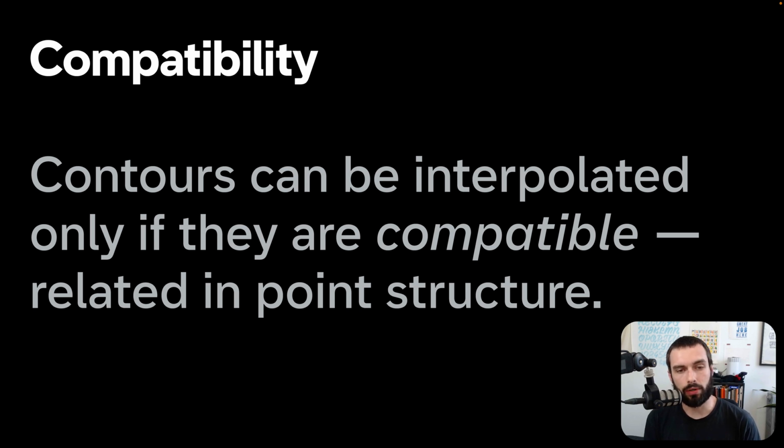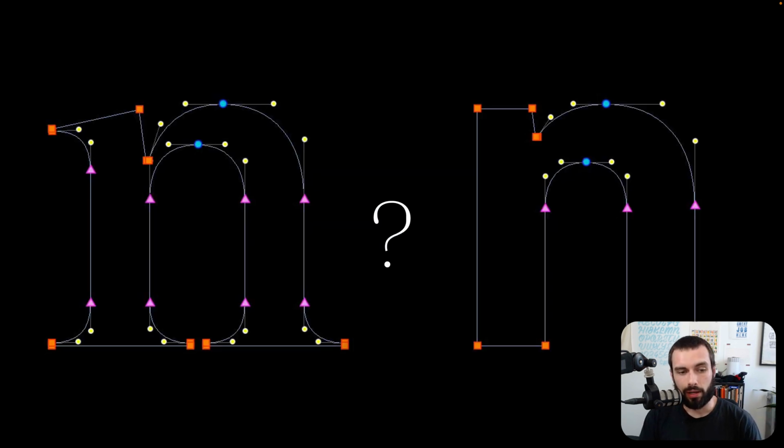Compatibility becomes an important issue. This is saying whether contours are compatible, which means essentially that they're related pretty closely in point structure. And you might also say that an entire UFO is compatible with another UFO, and that's a higher bar to clear. But an easy thing to look at is something that's not compatible.